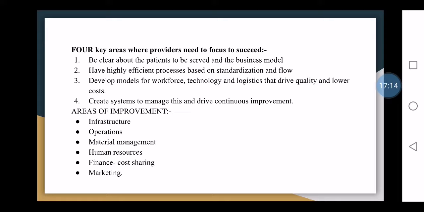We should always create new systems to manage. We should always do changes. We have to adopt. That's what we have told, the willingness to take up the challenge. We should always be willing to take up the challenges, because day by day the things are changing.